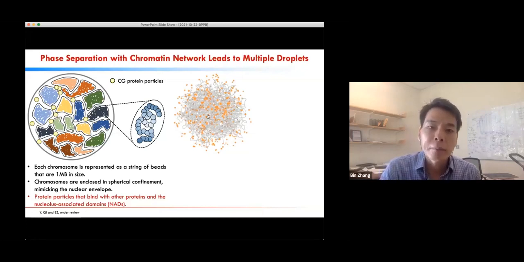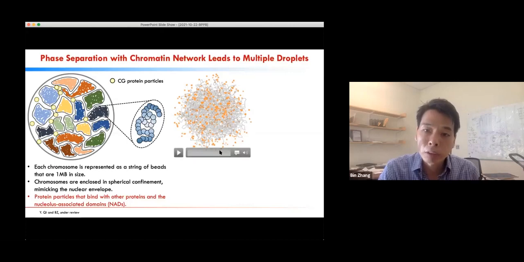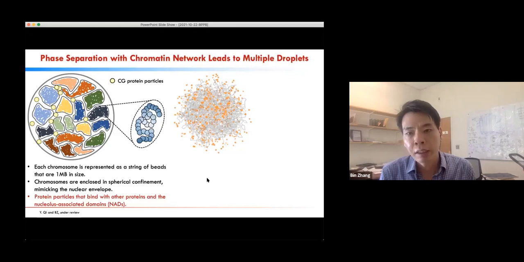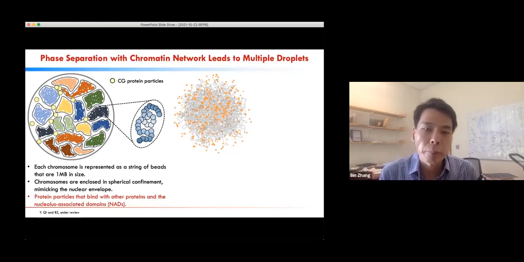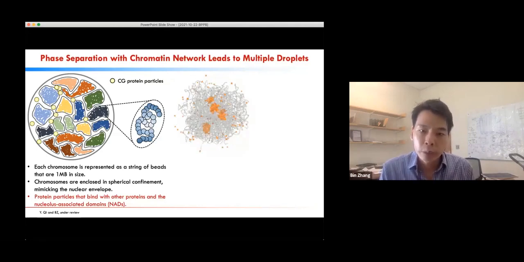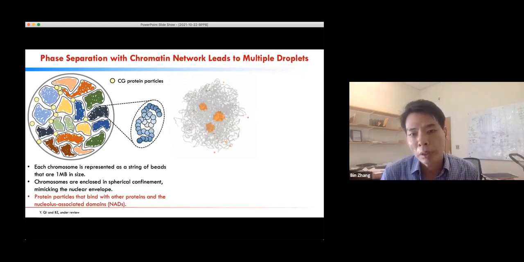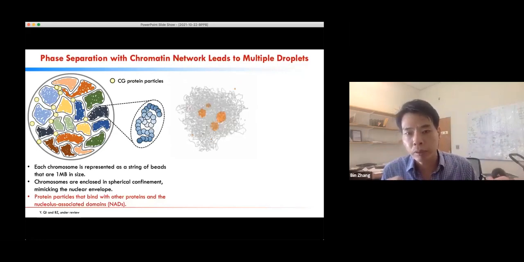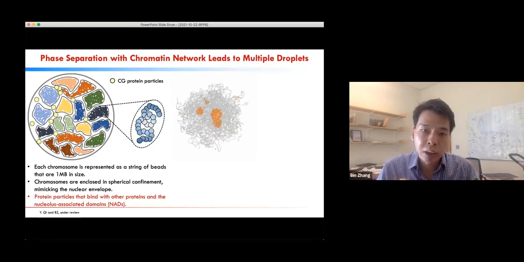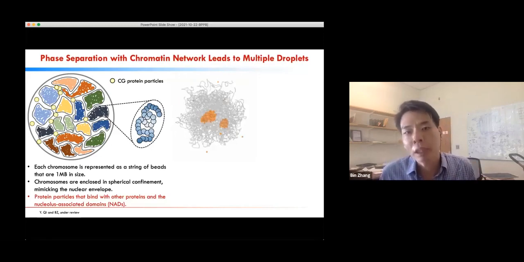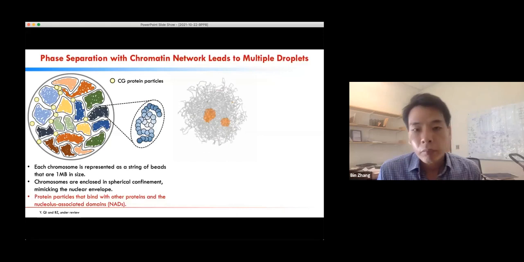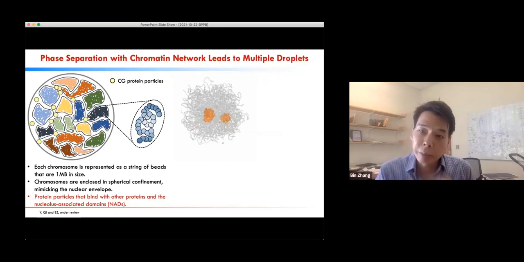So here, the protein particles are showing in orange, and the chromosomes are showing in gray. And I'm just going to play one movie that is a typical simulation trajectory. As you can see, as the simulation evolves, we started from a random distribution of the protein particles. As time evolves, you see that the particles aggregate into small clusters, and small clusters will coalesce into bigger clusters. And interestingly, in the end, the simulation actually settled into 2 droplets, not 1, but 2 droplets.